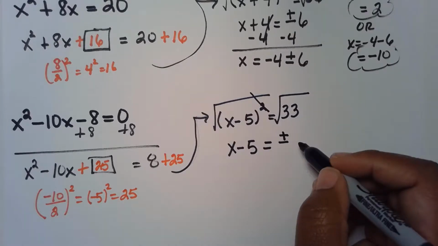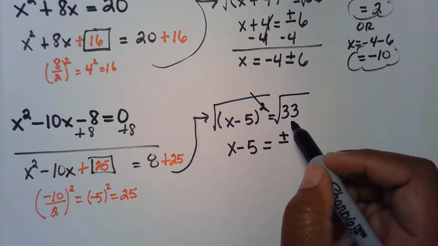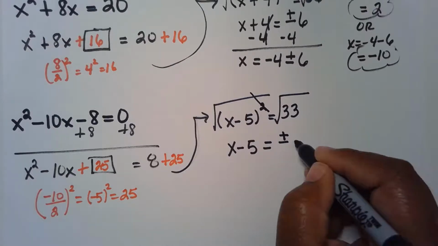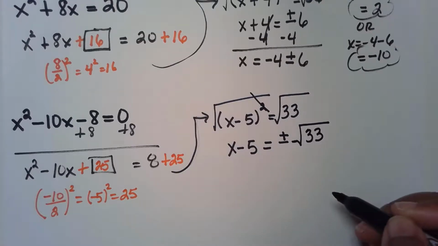33 is not a prime number, it's a composite number, but there are no factors where it's a perfect square. The only factors we have would be 3 and 11. So we're going to leave the 33 under the radical sign because it's not a perfect square.